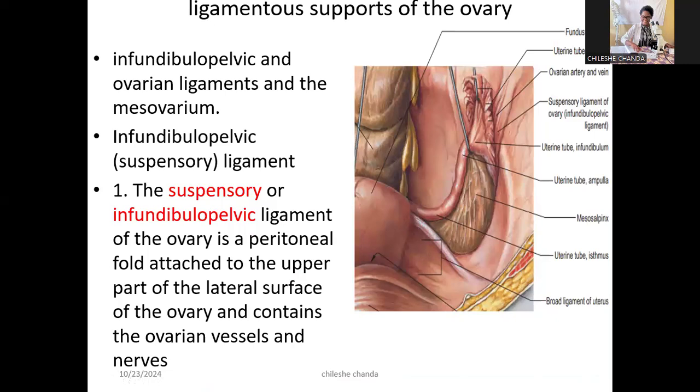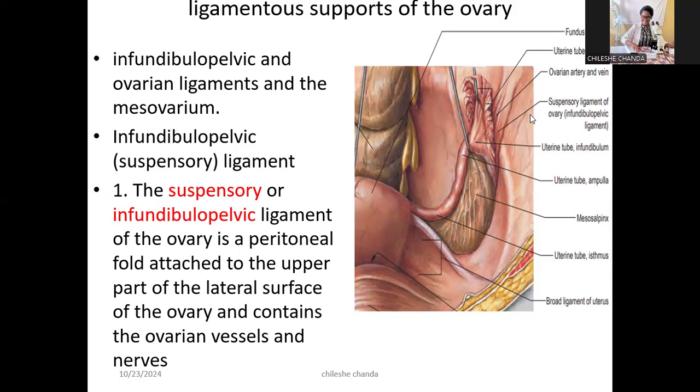And then we have some of the ligaments that hold the ovary together. All right. And then the first one we're going to look at is what is known as the infundibulopelvic ovarian ligament. This is the infundibulopelvic ovarian ligament.